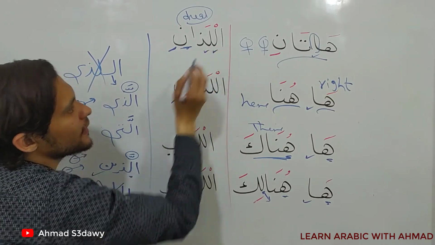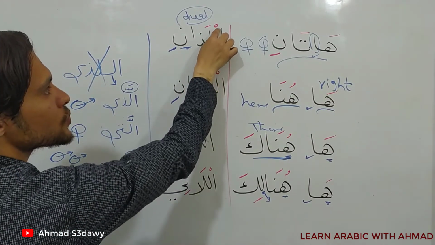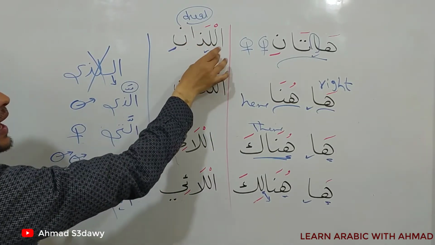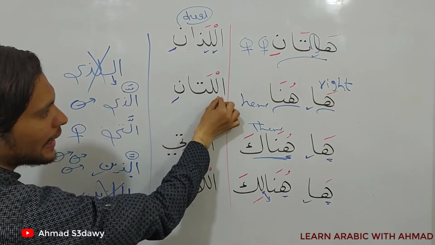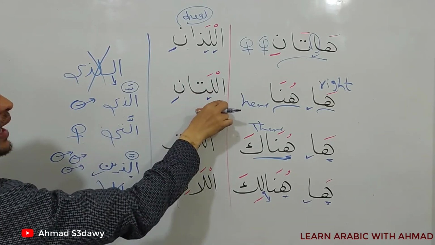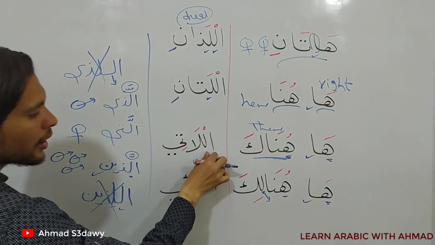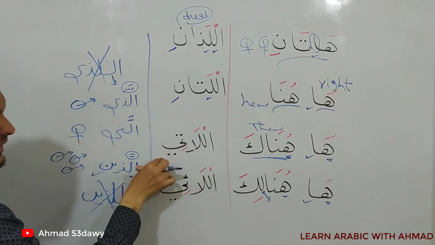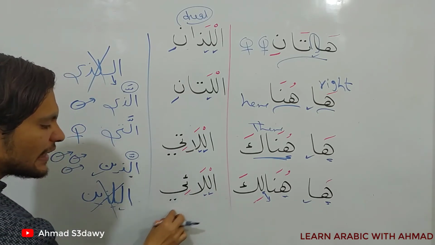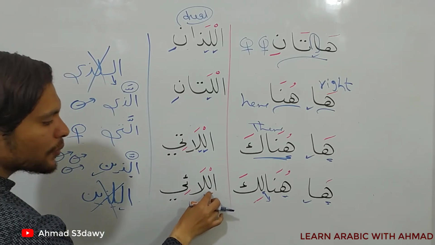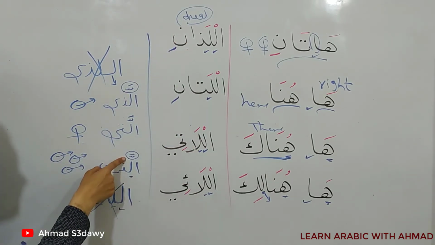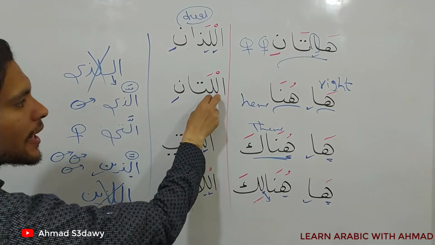Write the lam and then write another lam. The first lam has sukun, the second one has fatha. So you say اللذان, and then you pronounce the lam with fatha, la. اللتان. And here اللاتي. So here there is lam with sukun and lam with fatha. Al, la, e. All these words here, they never accept the shadda. Okay, so you have to write the lam twice.